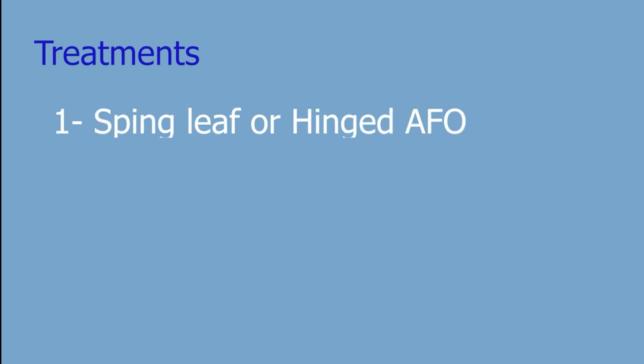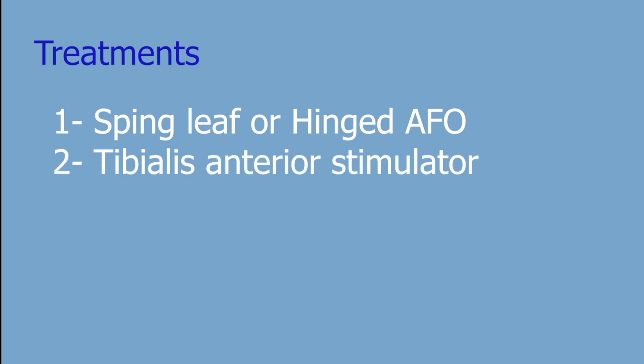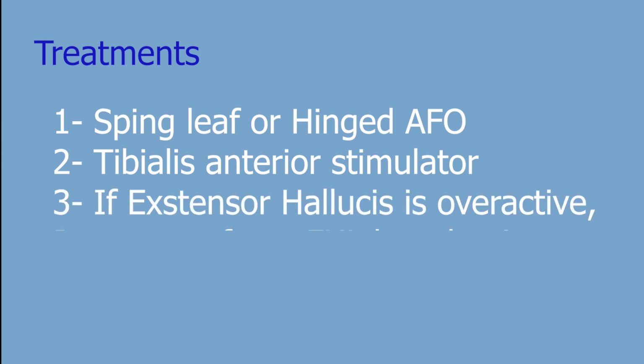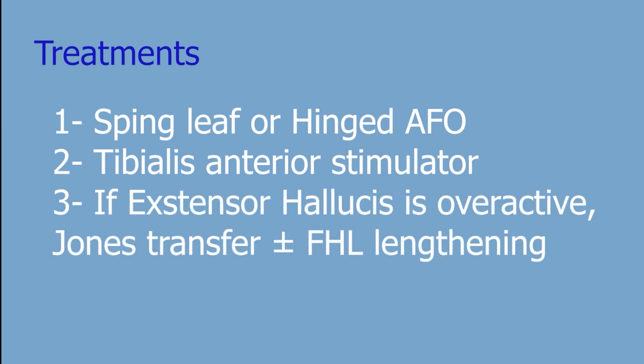And we finish off with the treatment for type 1 hemiplegic cerebral palsy. Usually there are 3 options. Option number 1, which is the easiest, is using a spring leaf or hinged AFO. However, there are alternatives such as a TPRS and a TR stimulator, which work well with very active children who don't want to wear a spring leaf or hinged AFO. And the third line of treatment, if the extensor hallucis longus is overactive, is a tendon transfer, in which we transfer the extensor hallucis longus to the first metatarsal. This is usually combined with lengthening of the flexor hallucis longus muscle.